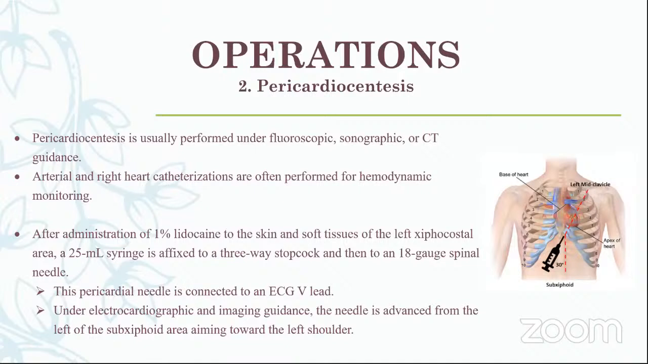The second one is the pericardiocentesis. This one is usually performed under fluoroscopic, sonographic, or CT guidance. Sometimes there will be arterial and right heart catheterization for hemodynamic monitoring. The steps of the procedure: after administration of 1% lidocaine to the skin and soft tissues of the left xiphocostal area, a 25 ml syringe is affixed to a three-way stopcock and then to an 18-gauge spinal needle. Then this needle is connected to the ECG lead. Under ECG and imaging guidance, the needle is advanced from the left subxiphoid area, aiming toward the left shoulder, as you see in this picture.